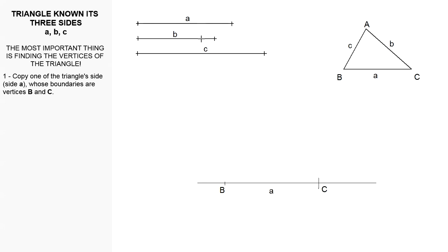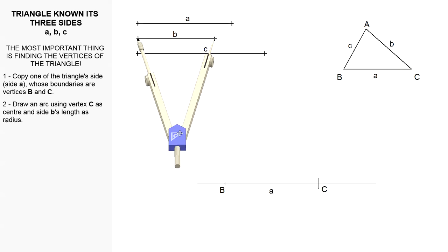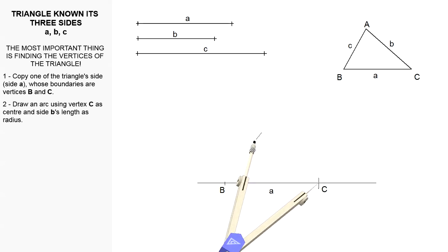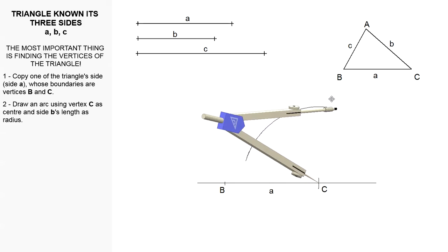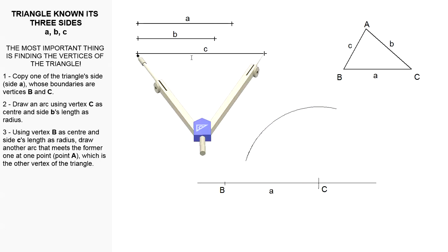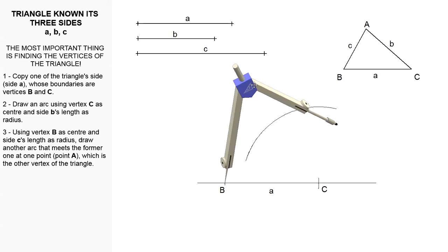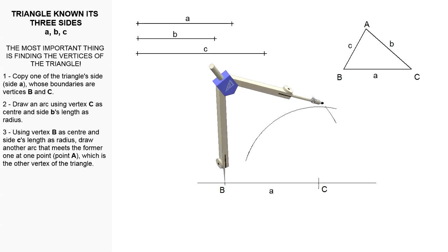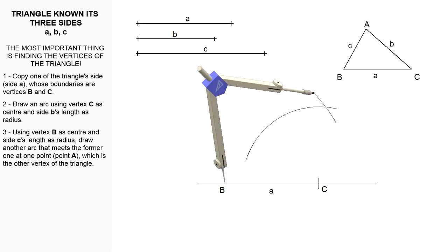Now we only have to find vertex A, which we know is this distance B from point C and this distance C from point B. Since on the analysis figure side B starts at point C, we draw an arc whose radius is side B, using point C as center. Looking at the analysis figure, we see that side C starts at point B, so using this point B as center and radius the length of side C, we draw an arc that meets the former one at one point.